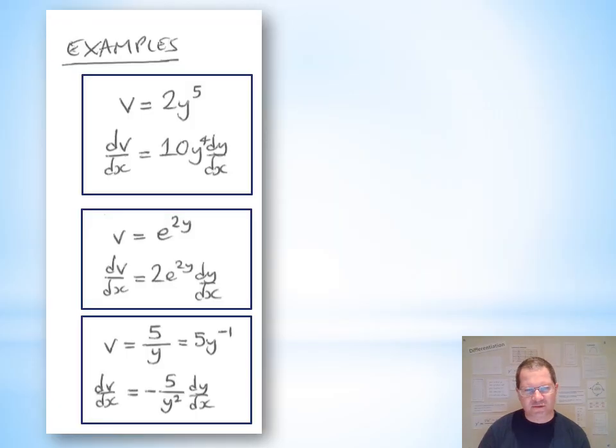So just to emphasize the fact, if we have v equals 2y to the 5, then dv by dx will be 10y to the 4 dy by dx. If v equals e to the 2y, then dv by dx is 2e to the 2y times dy by dx. And if v equals 5 over y, or 5y to the minus 1, then if we differentiate 5y to the minus 1 with respect to y, we get minus 5y to the minus 2. So dv by dx can be written as minus 5 over y squared times dy by dx.